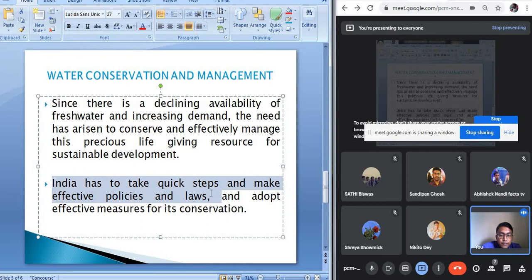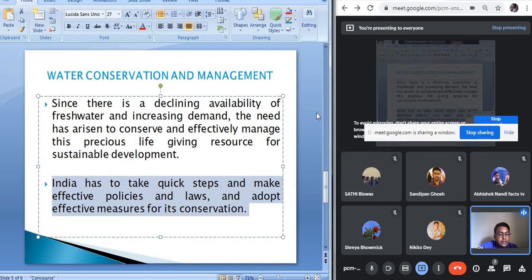So the government of India has to take quick steps and make effective policies and laws and adopt effective measures for its conservation. It is very much essential for the people of India as well as on the part of the government of India to take quick steps and make effective policies and laws so that steps can be taken to conserve these water resources. Because water is very much essential.